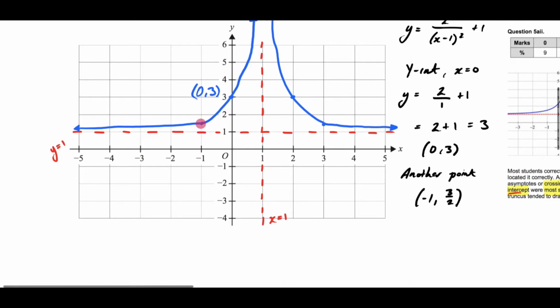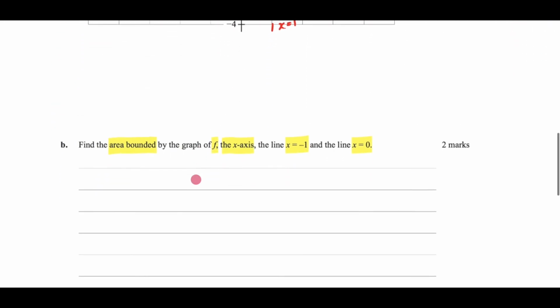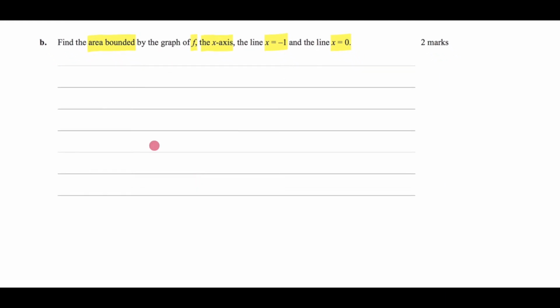Let's see if I can draw that a bit better. So this one right here, and also here. Okay, let's see if I can draw that straighter. So we're finding this area right there. That's what we're finding. Okay, so that's just really to help visualize what we're doing, but let's now actually do the maths.